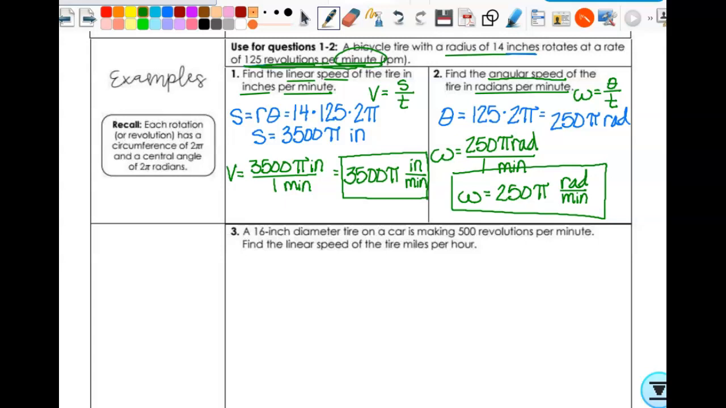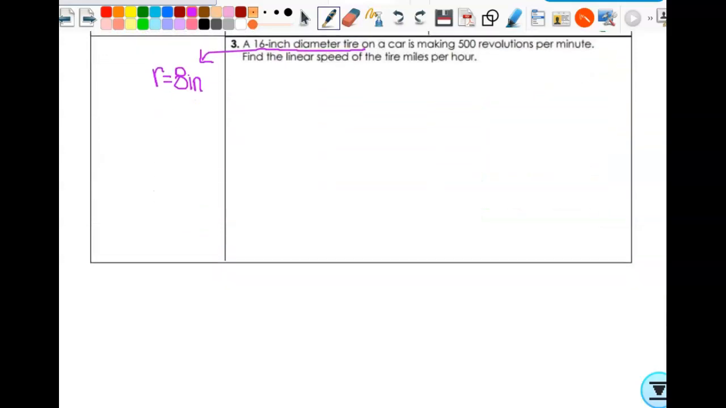All right, so now let's look at one where we're going to have to do some conversions. So first of all, it says a 16-inch diameter tire. So the first thing I'm going to do is say that means that the radius is 8 inches, so I don't do something ridiculous and use diameter instead of radius, because you definitely don't want to miss a problem because of something like that. All right. A car is making 500 revolutions per minute. Find the linear speed of the tire in miles per hour.